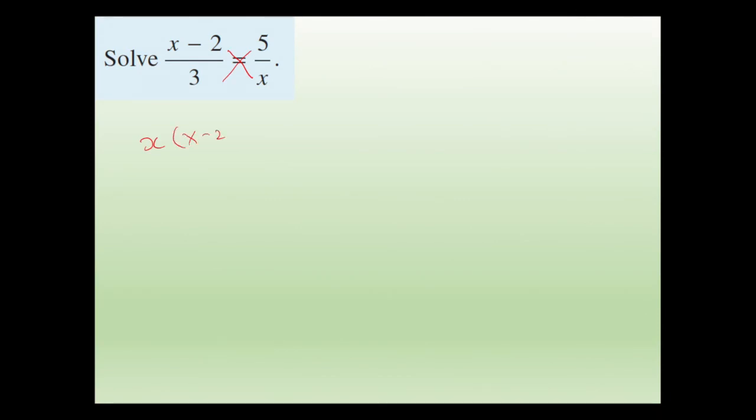Let's try this technique. Doing the cross multiplication, it's x times x minus 2 equals 3 times 5, which is 15. So therefore, you've got x squared minus 2x equals 15. x squared minus 2x minus 15 equals 0. Factorizing, it is x minus 5 and x plus 3 equals 0. Therefore, x equals 5 or minus 3.